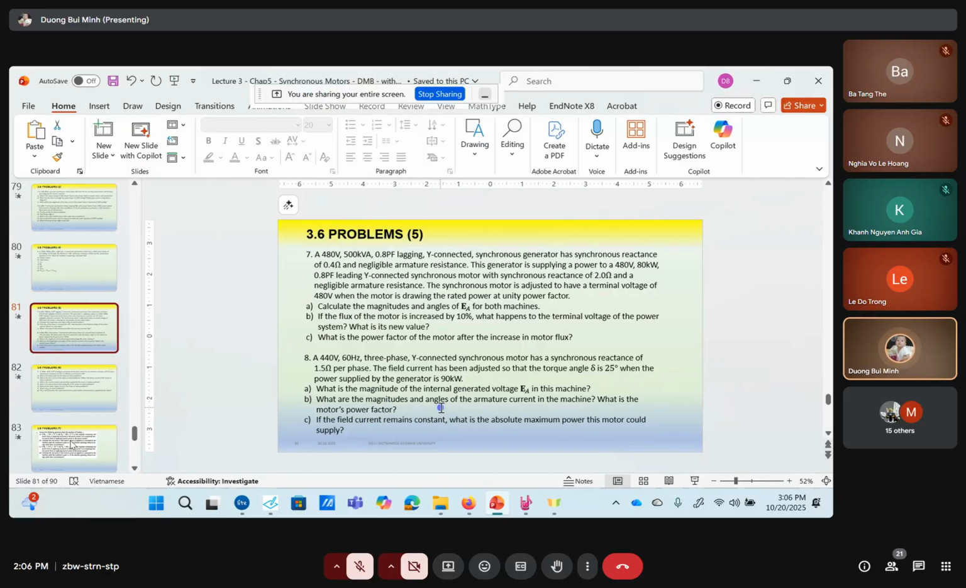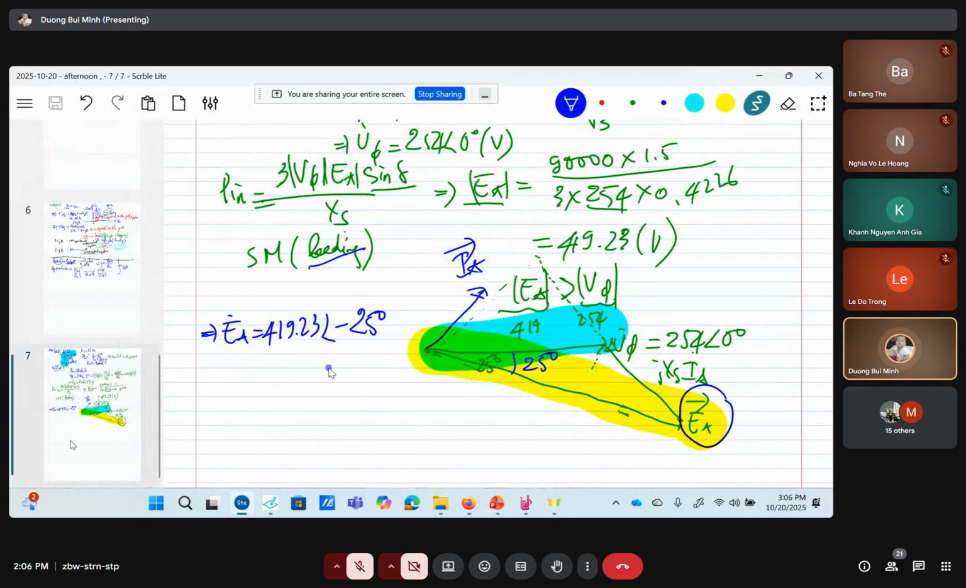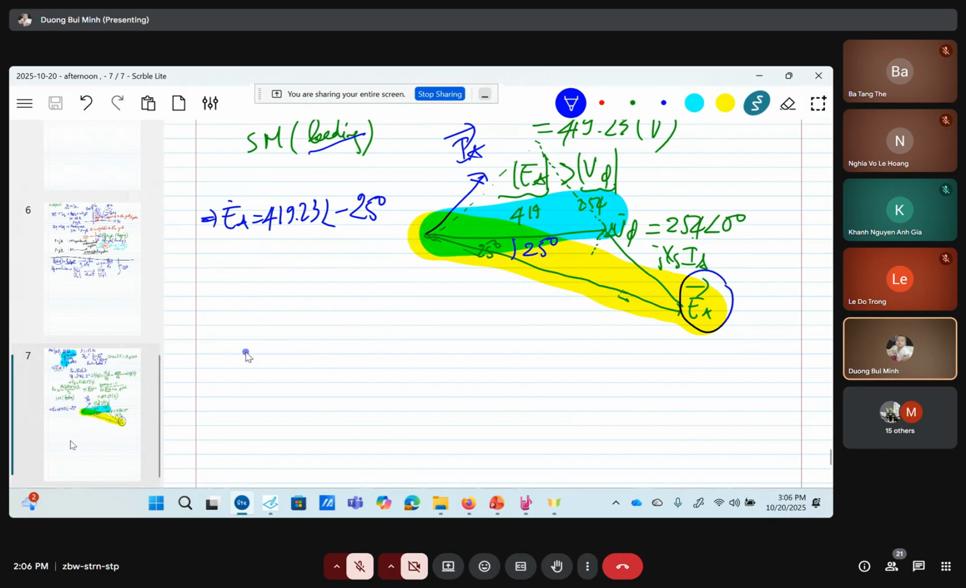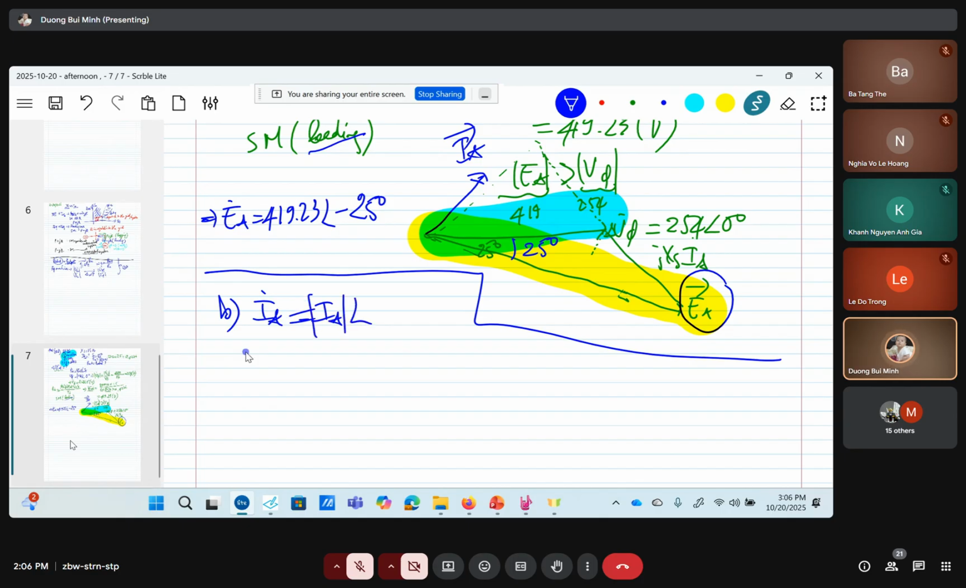What is the magnitude and the angle of the armature current? What is the motor's power factor? Okay, that means question B. Question B requires us to calculate IA, that means the magnitude of IA and the phase angle theta. Of course we know theta is leading, right? This is leading, and power factor means cosine theta. So how can we do it?